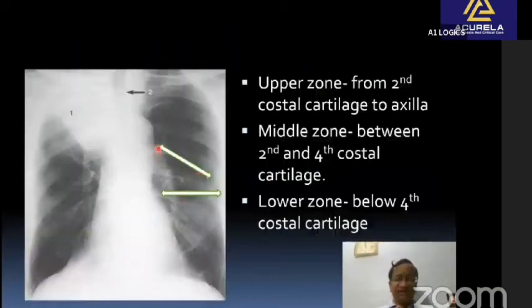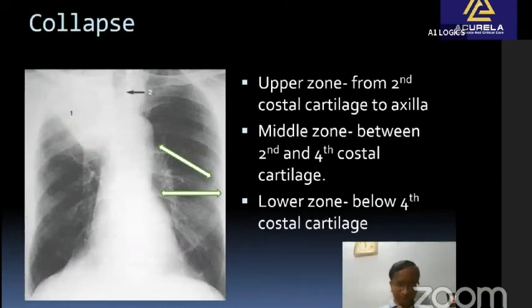Now you see, I have already told, fourth is the upper zone, mid zone, lower zone. Now this is in the upper zone. Upper zone, now we can see a homogeneous shadow. The trachea is slightly pulled. Maybe the pull of the trachea may be a collapse, a possible collapse of the upper lobe.